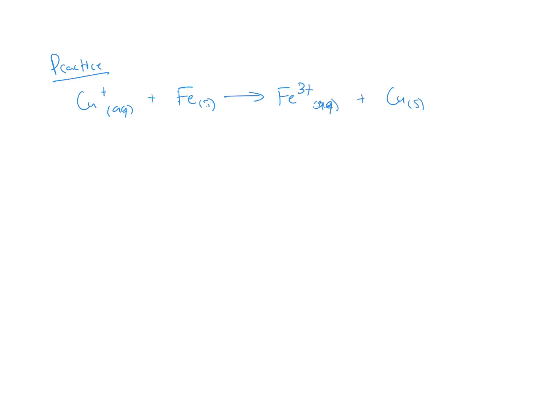So I want us to work through this little bit of a practice problem together so we can understand how we actually balance half reactions for a redox reaction. I'm going to take this overall reaction here: Cu+ aqueous plus Fe solid makes Fe3+ plus Cu solid. Step 1 is oxidation numbers.